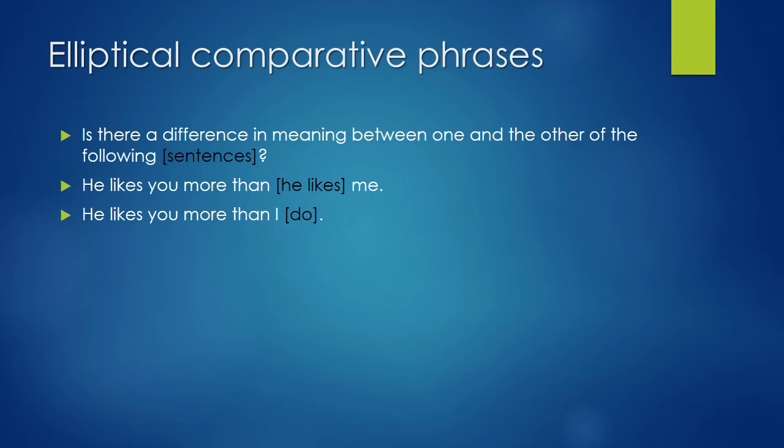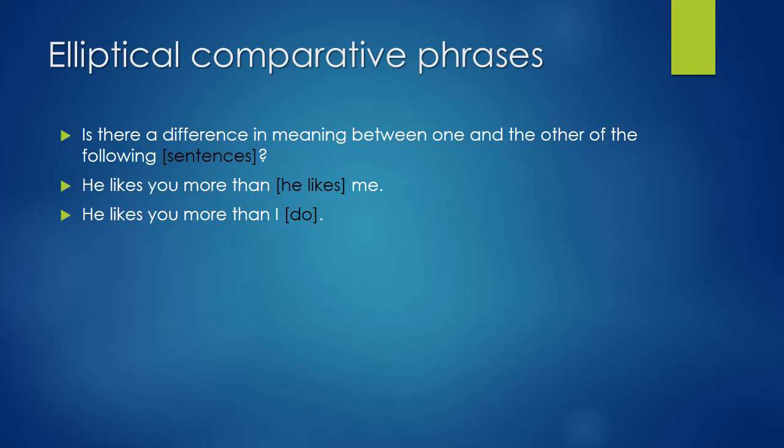Examples of elliptical comparative phrases. Is there a difference in meaning between one and the other of the following? And what's implied and elliptical here is the word sentences. Second, he likes you more than me. And what's implied in elliptical is the phrase he likes you more than he likes me.